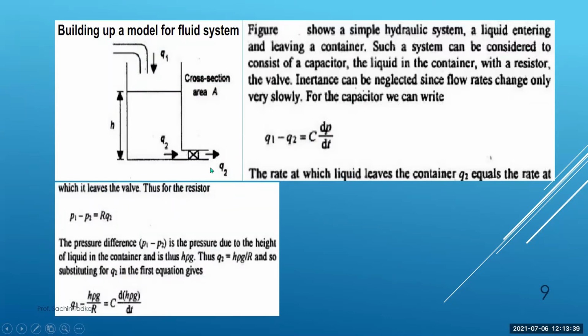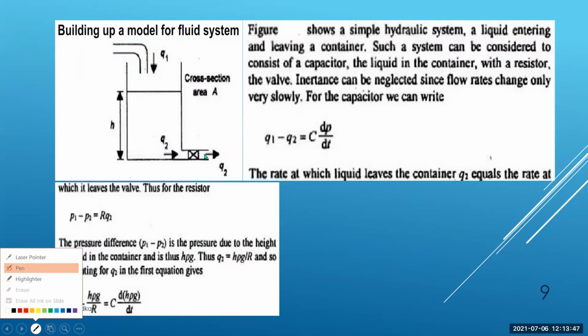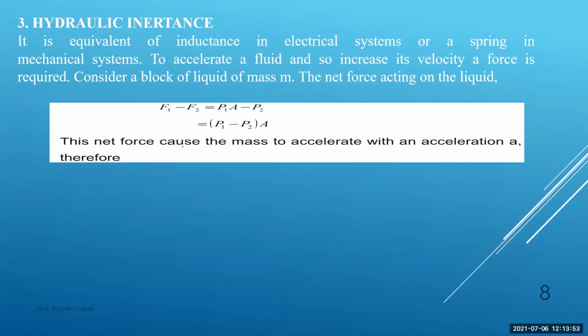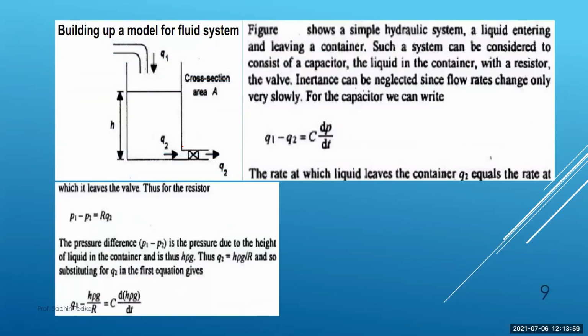Thus, for resistance, we are going to consider this wall as resistance. This wall will act as a resistance in that particular case. So P1 minus P2 must be equal to R into Q2. The pressure difference P1 minus P2 is the pressure due to the height of liquid in the container and is thus H into rho into G. Thus Q2 is equal to H rho G divided by R.